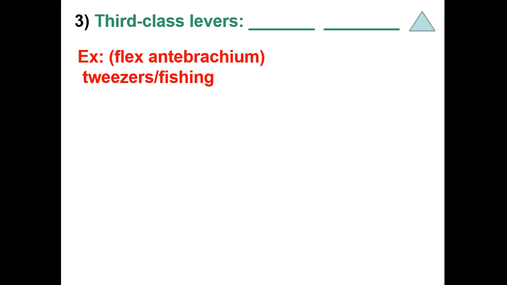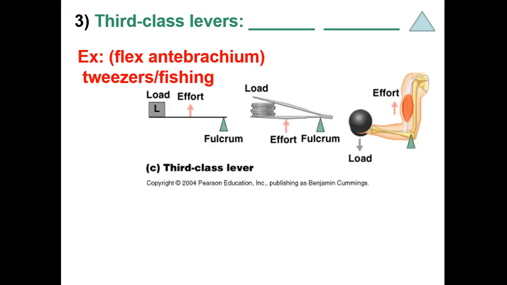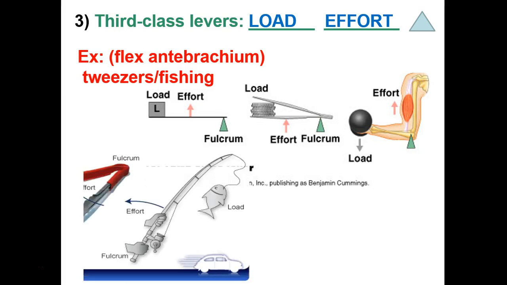Probably the most common type in the body is the third class lever system, and this is where you have the load, then the effort, and then the fulcrum. An example would be flexing the antebrachium, tweezers, or fishing. Now, you might be thinking, I don't think so, Mrs. Anderson, because if you look at that picture of that muscle, it looks to me like the muscle's on one side, the fulcrum's in the middle, and the load, the barbell in the hand, is on the other side.